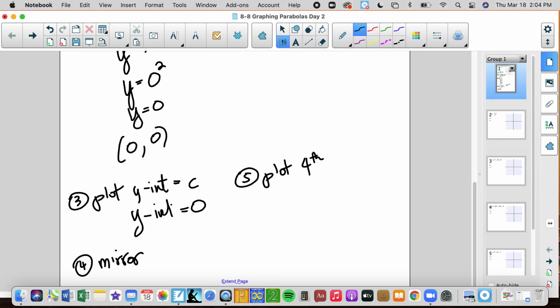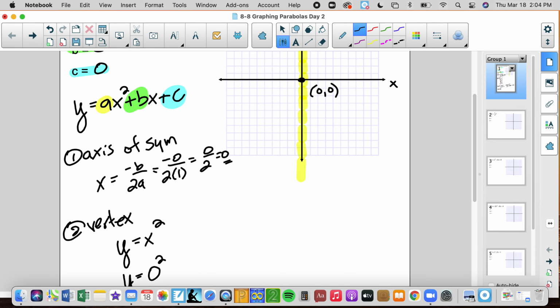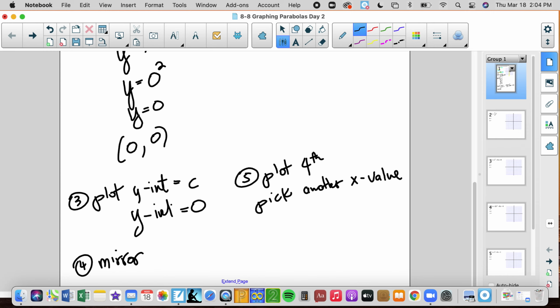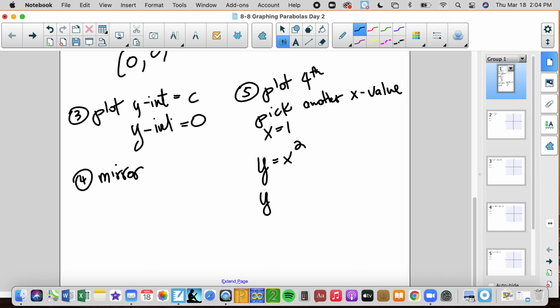So we have to pick another x value. I've only used 0, so I can choose any other number. What's the easiest number? 1, yes. So we're going to pick when x equals 1, we'll plug it into the equation y equals x squared. So y equals 1 squared. 1 squared equals 1 times 1, which is 1.